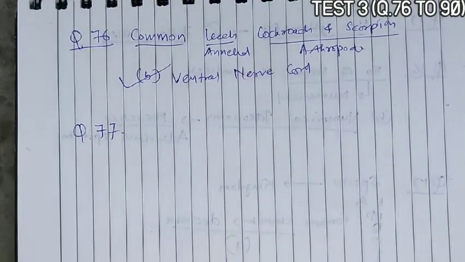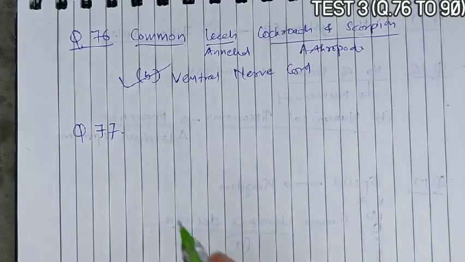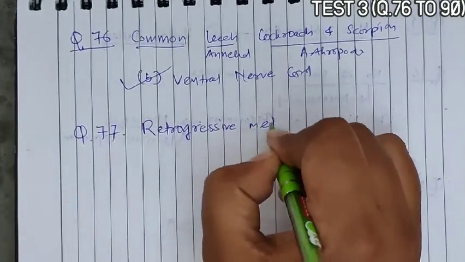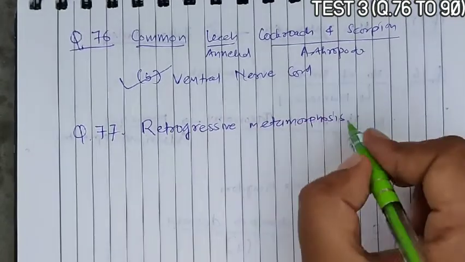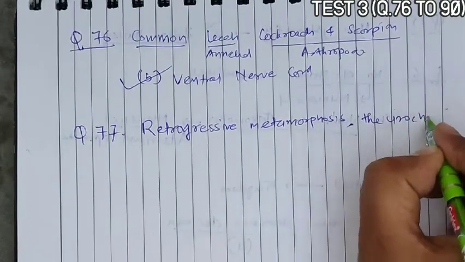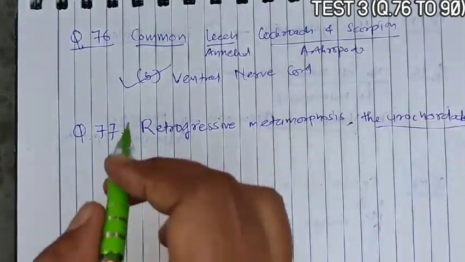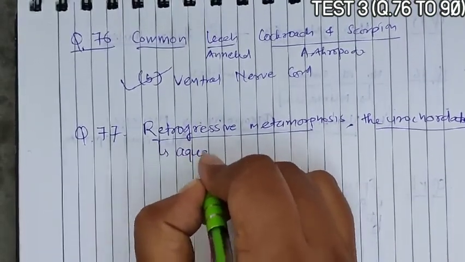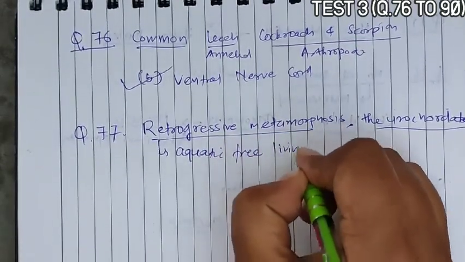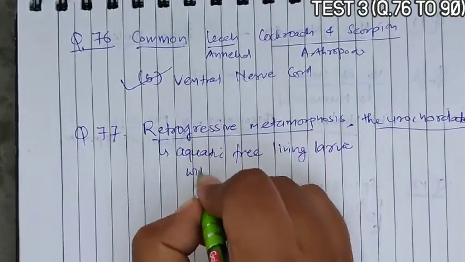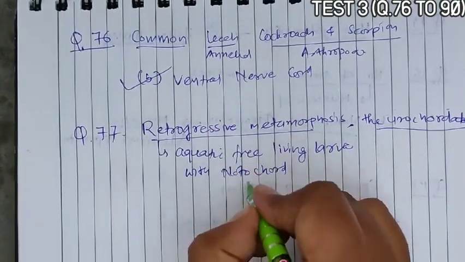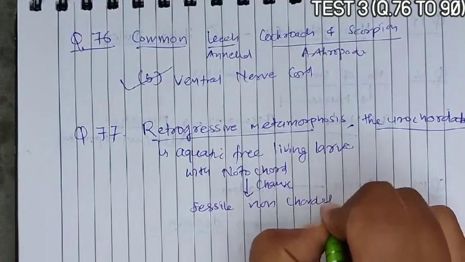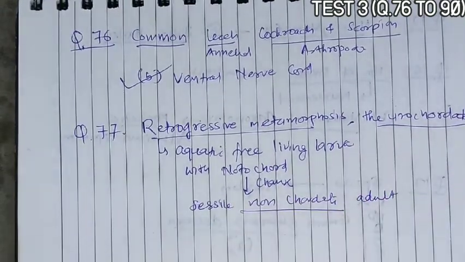Question number 77. It asks, in retrogressive metamorphosis, what happens to the urochordate larva? So first we understand what we mean by retrogressive metamorphosis. In retrogressive metamorphosis, an aquatic free living larva with notochord gets changed into a sessile non-chordate adult, which means it is a reverse metamorphosis.